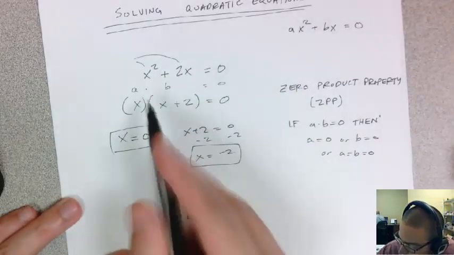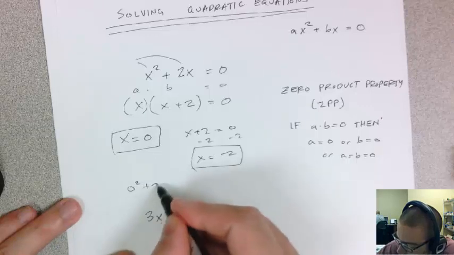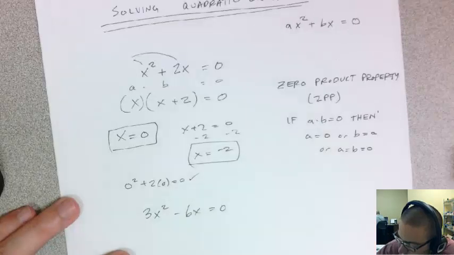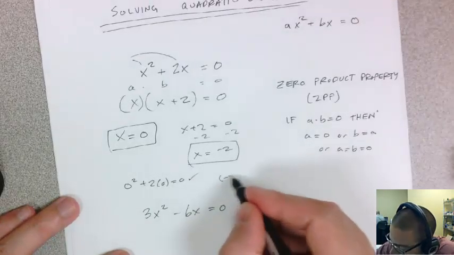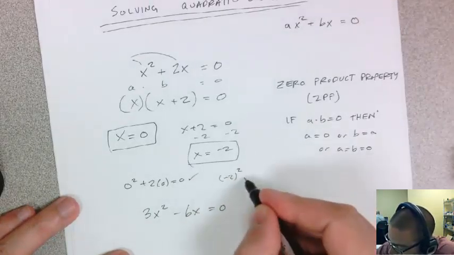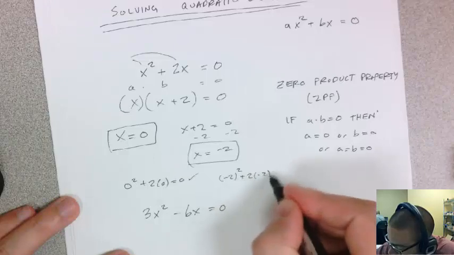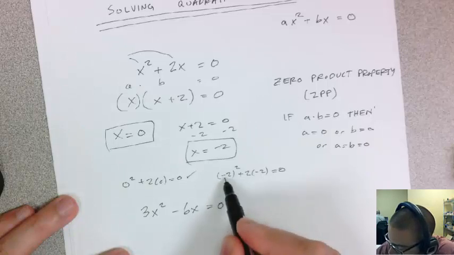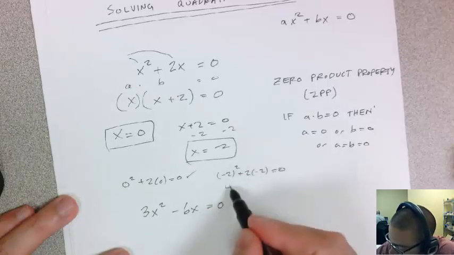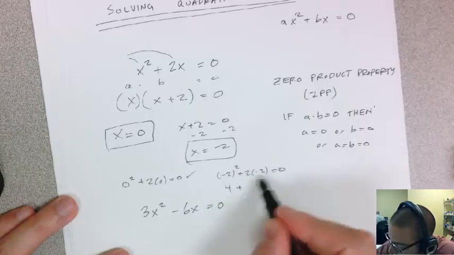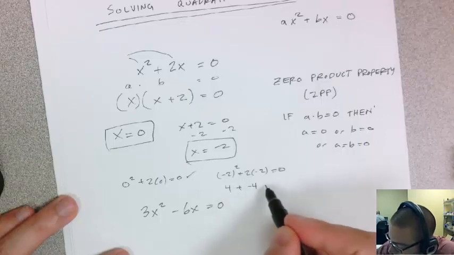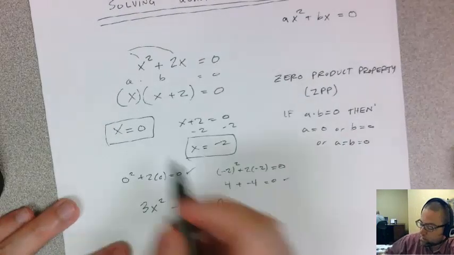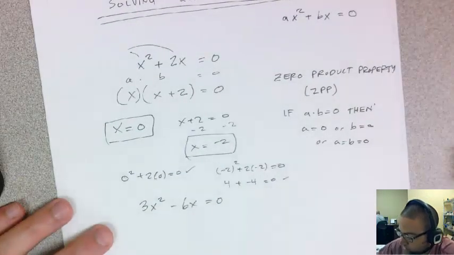So if I had 0 squared plus 2 times 0, is it equal to 0? Well, yeah, it is. Or if I had negative 2 squared plus 2 times negative 2, is that equal to 0? Well, this is negative 2 times negative 2 is positive 4, plus 2 times negative 2 is negative 4, and that's equal to 0. Yeah, that checks out. Okay, so those are my two solutions to this quadratic equation.